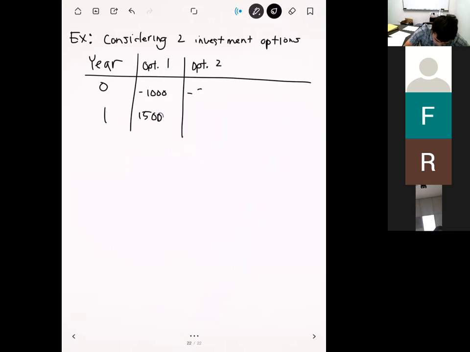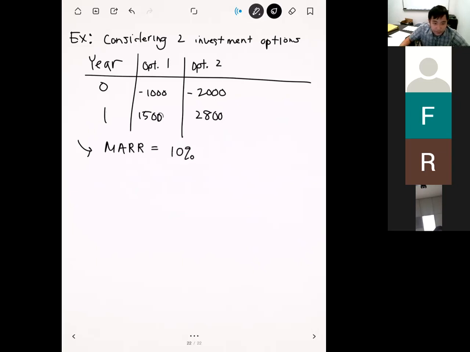Option 2 is going to cost $2,000. And then after 1 year, you're going to get $2,800 back. And so for this problem, let's assume that we have an MARR of 10%.